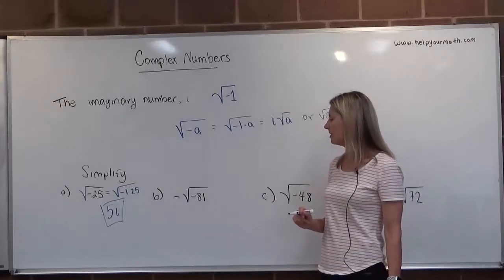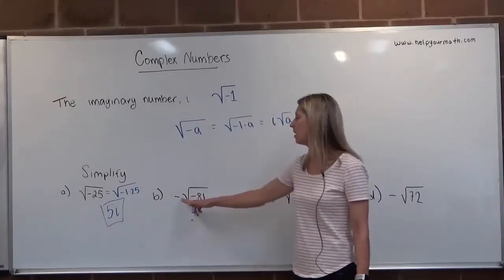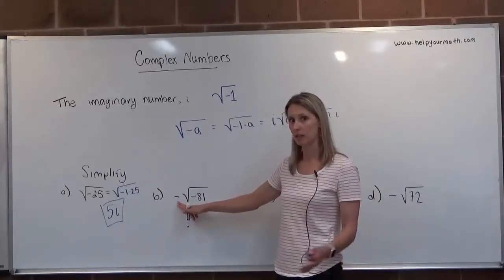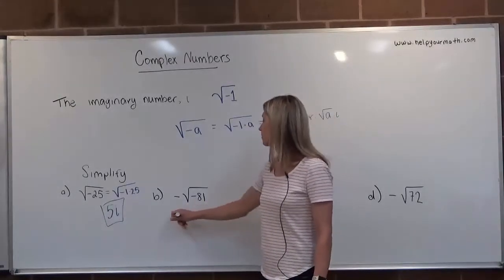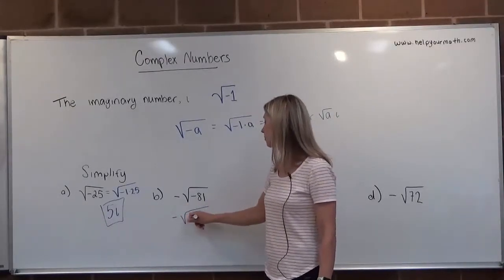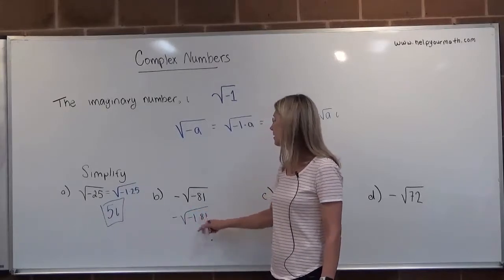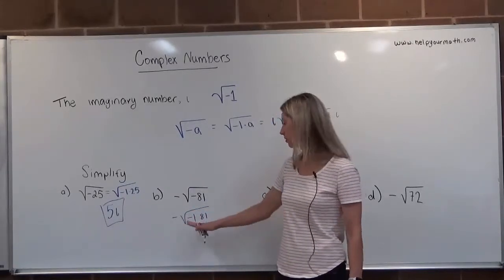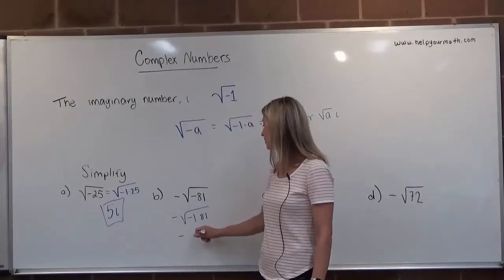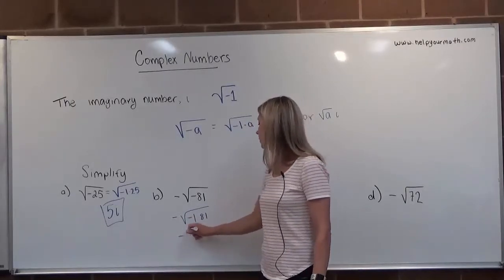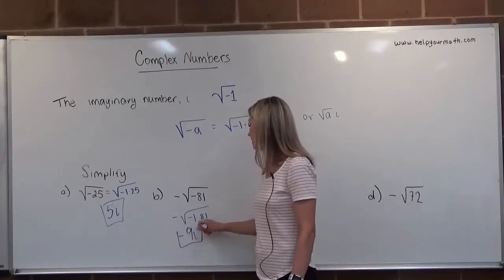Then for B, we have the negative square root of -81. This negative is okay. It's included in the real number system. It's this one that presents a problem. So we would say negative square root of -1 times 81, and then we're going to look at these square roots separately. So the square root of -1 is i. We're going to include this negative, and then the square root of 81 is 9. So this would be -9i.